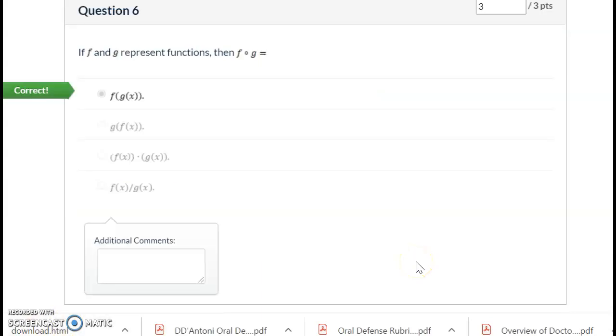For question number 6, it says if f and g represent functions, then f of g is actually the composite function, and that would mean f of g of x, and that's by definition. That was in your textbook.